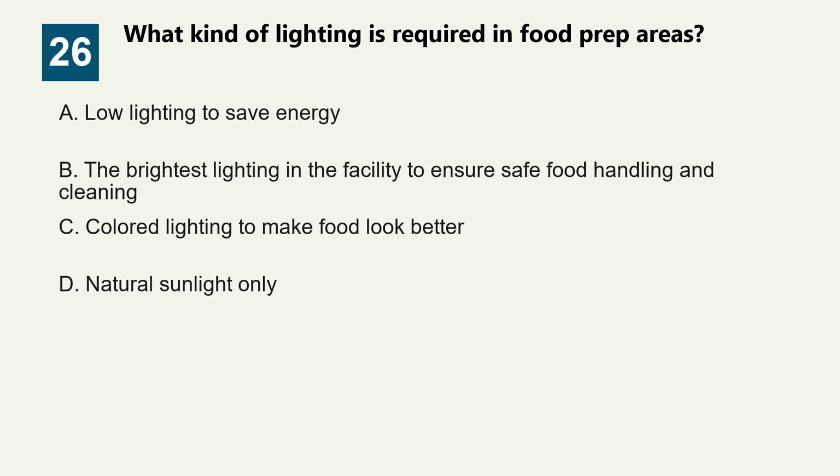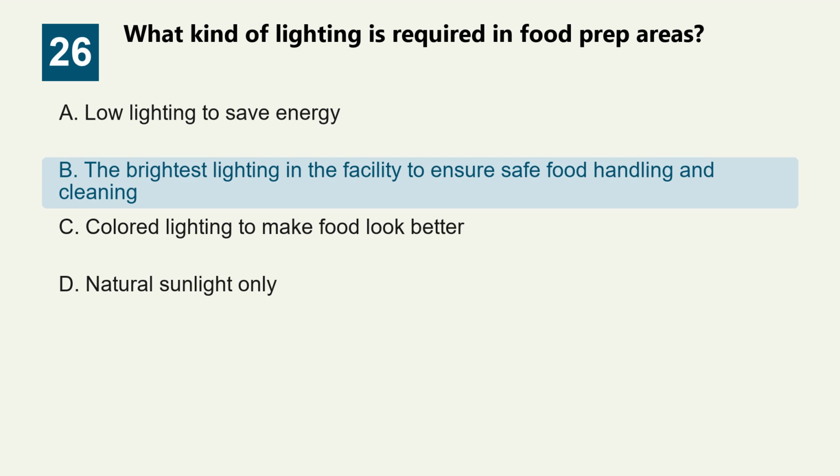Question 26. What kind of lighting is required in food prep areas? Option A. Low lighting to save energy. Option B. The brightest lighting in the facility to ensure safe food handling and cleaning. Option C. Colored lighting to make food look better. Option D. Natural sunlight only. The correct answer is option B.